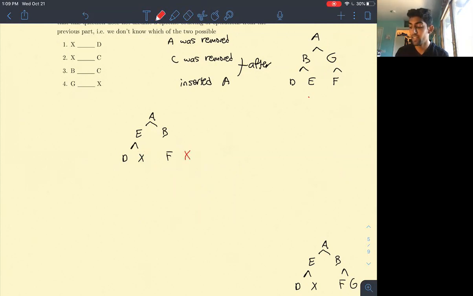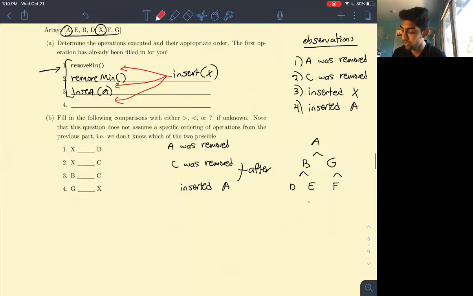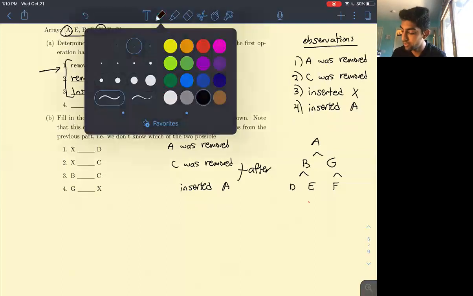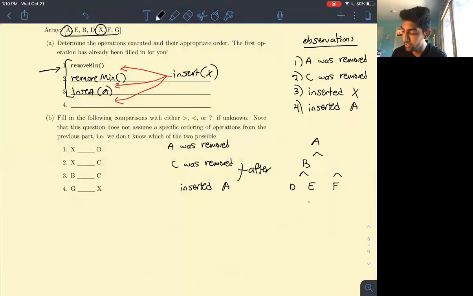Then what we did is we probably removed the root, X got promoted to the top, and then X bubbled down to this spot. Okay? Let's make that a bit more official. So given this starting configuration, we have, okay, I changed it up a bit.